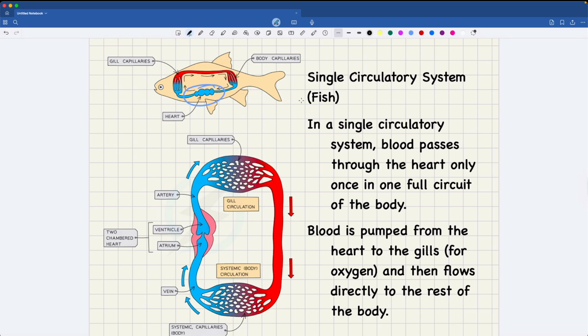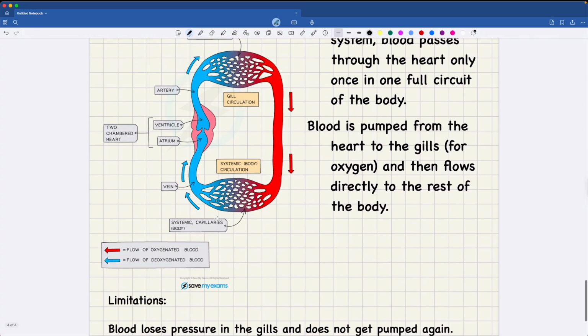The blood is pumped from the heart to the gills. These are the gills, and then it flows directly into the rest of the body, this way. Look, the heart pumps blood to the gills, then from the gills the blood travels throughout the body.